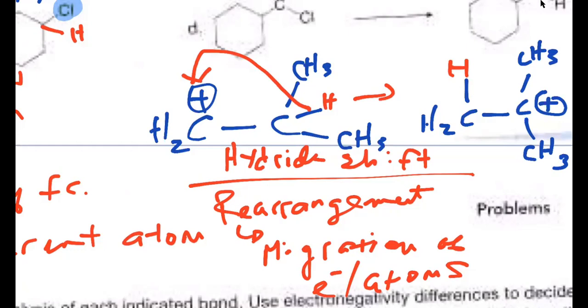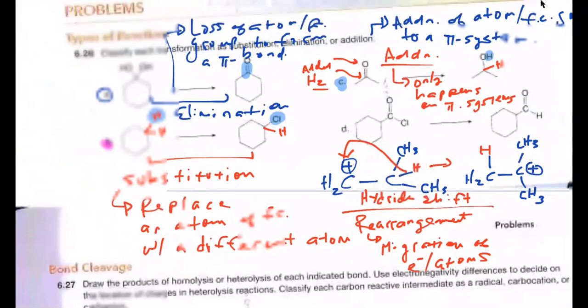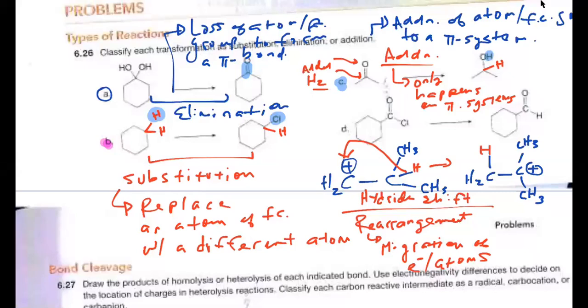All right, any questions about the types of reactions? We're going to do some other examples that are a little bit less generic, and then you'll see exactly what we're talking about. Again, there are four types of reactions that we're going to look at: elimination, substitution, addition, and rearrangement.